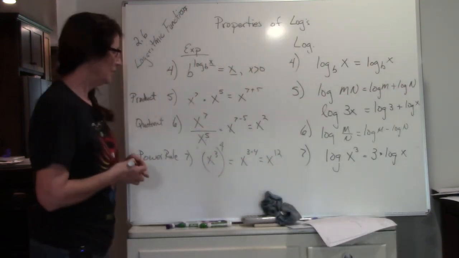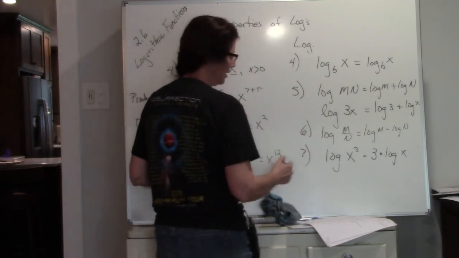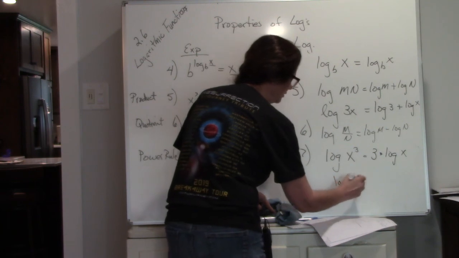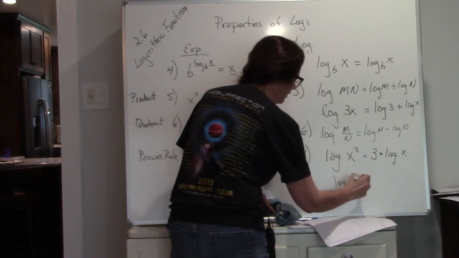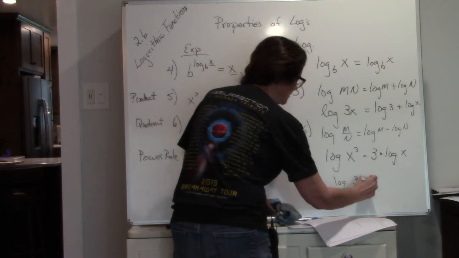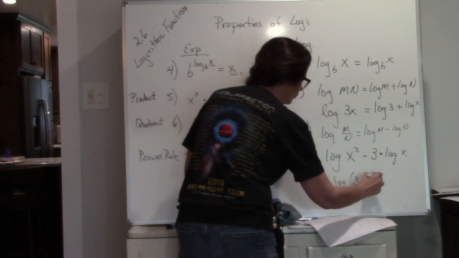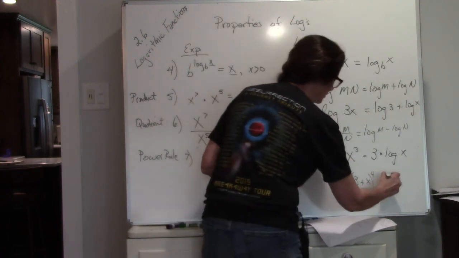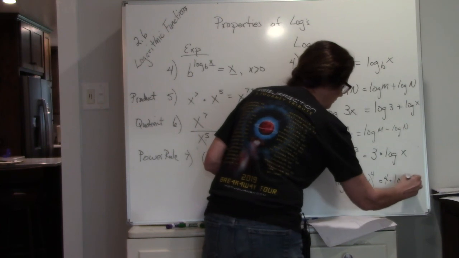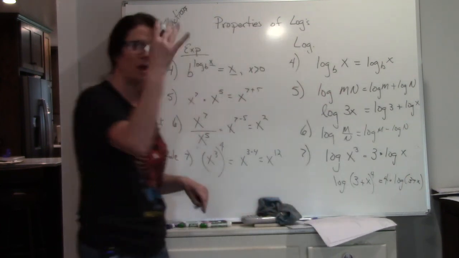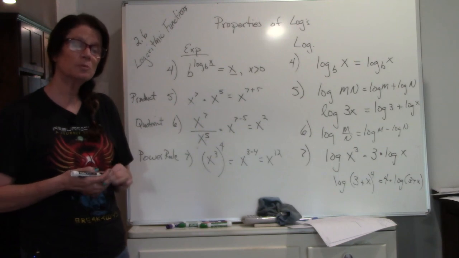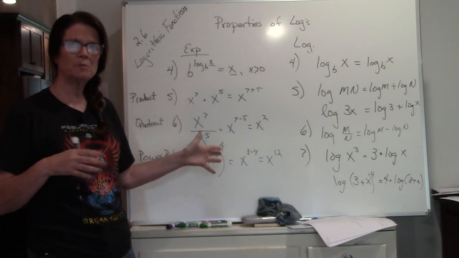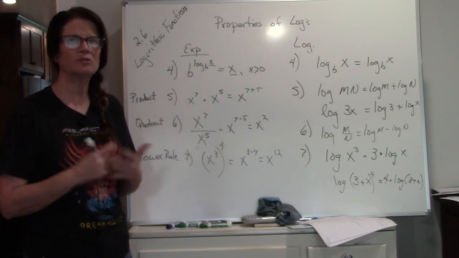Okay. All right, so let me give you an example of this. So if you had, let's say, log of 3 plus x raised to the fourth power, what you would do is you would take this exponent to the front and then multiply. Okay, so drop it to the front and multiply. So those are the properties of logs. Next video, we're going to start implementing these properties into the functions and be able to solve for x.